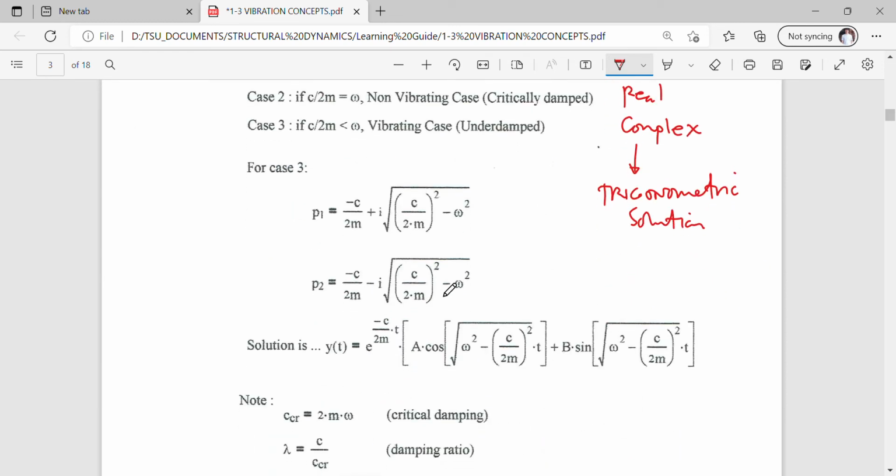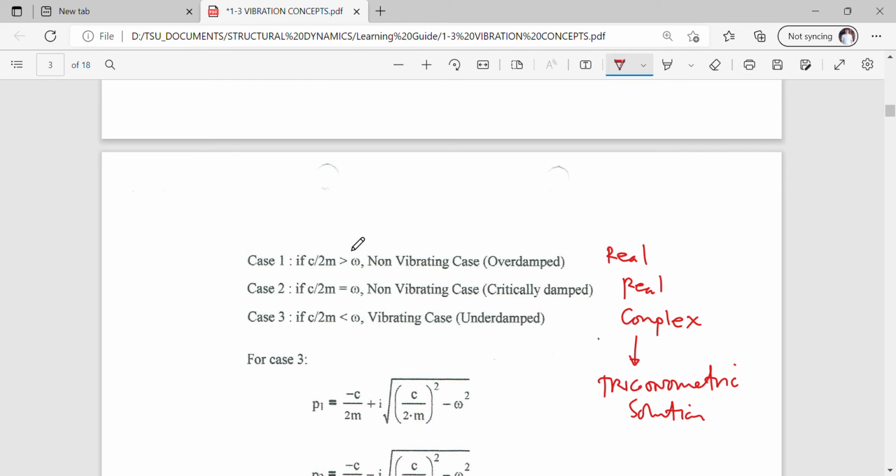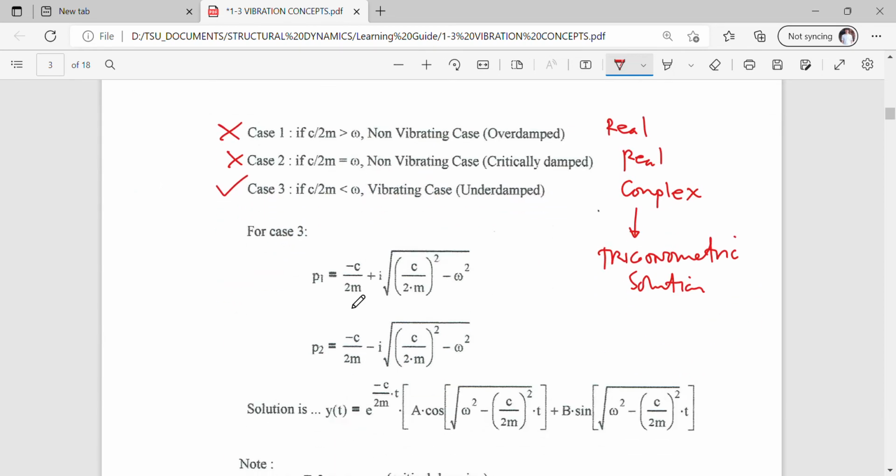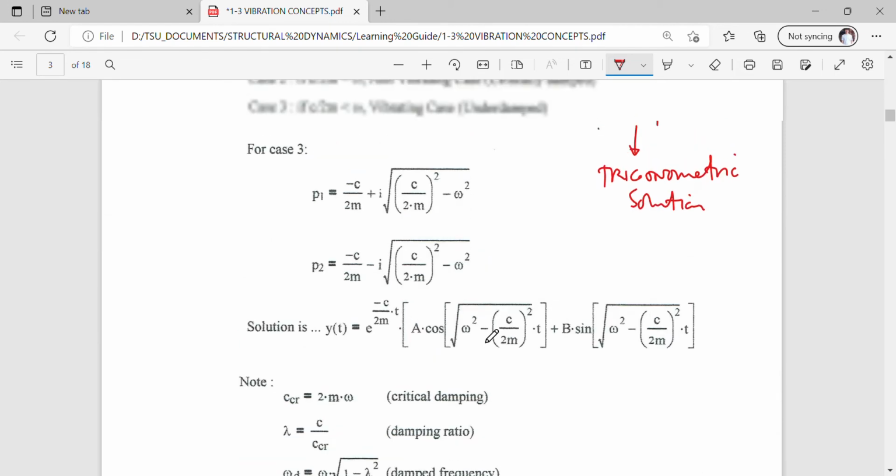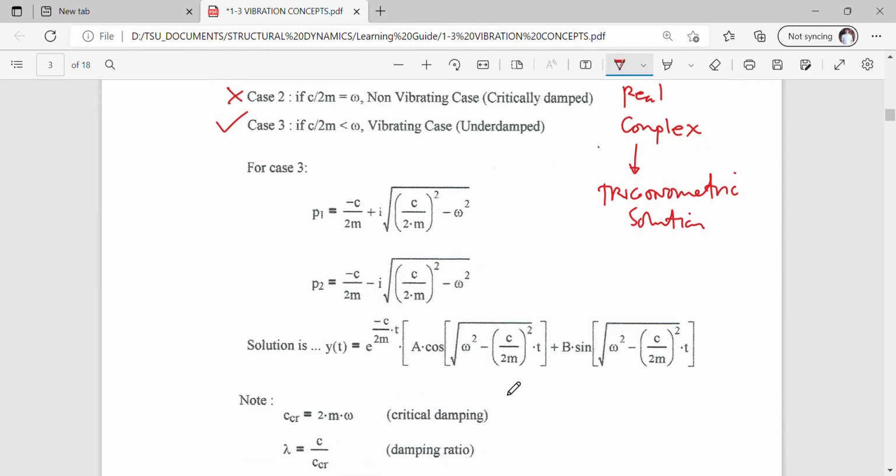Okay? So if we substitute now the roots for case 3, so we now discard the two cases and only concentrate on case 3, then p1 and p2 may now be substituted in this general solution in trigonometric form. If you look into your references in differential equations, the general solution will simply be y of t equals e to the a t multiplied, okay, where a is now the root.